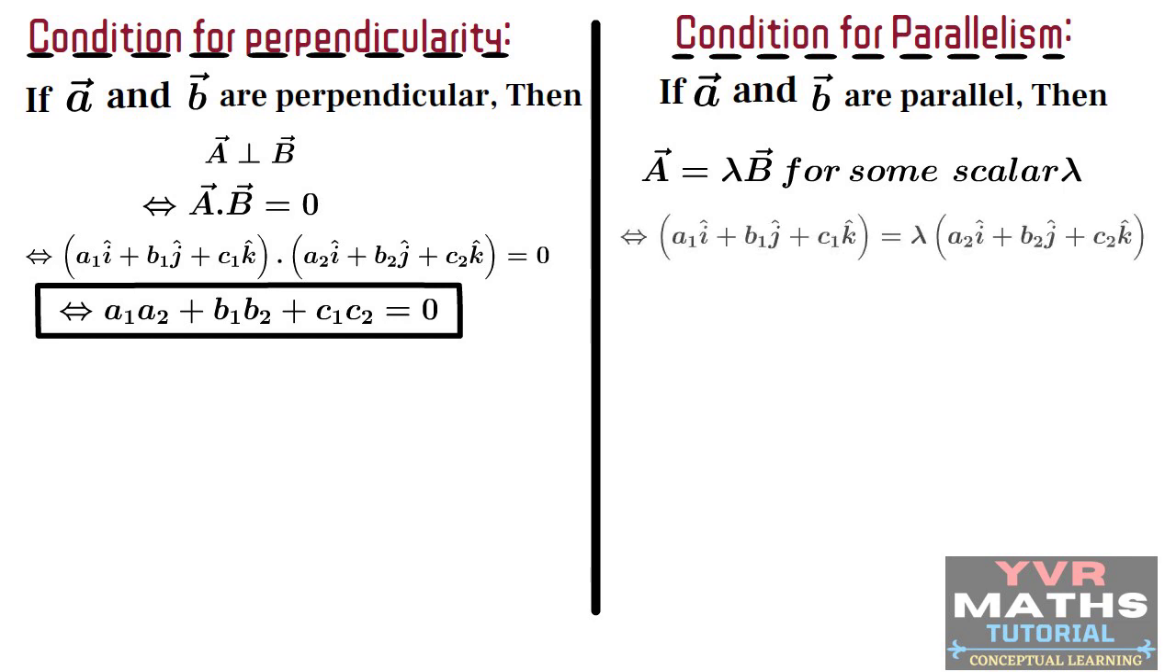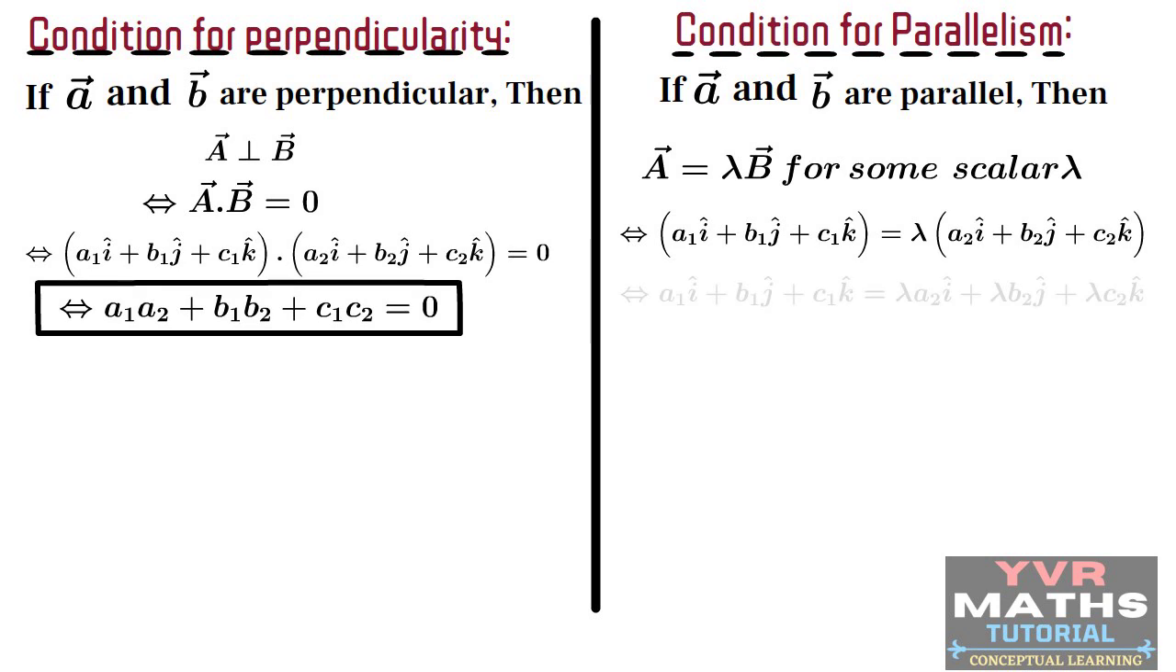a1 i cap plus b1 j cap plus c1 k cap is equal to lambda into what is b bar vector? a2 i cap plus b2 j cap plus c2 k cap. That implies the left side vector as it is, a1 i cap plus b1 j cap plus c1 k cap. The right side vector, if you multiply with lambda, then lambda a2 i cap plus lambda b2 j cap plus lambda c2 k cap. If you equate the corresponding scalar components, then what are the conditions you will get?